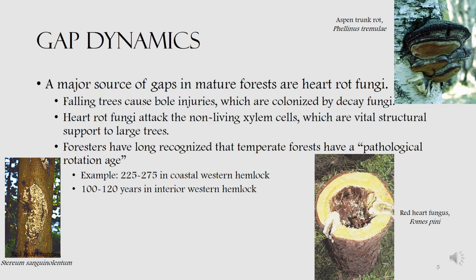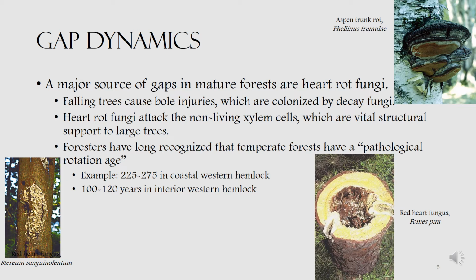So then the question is, how do these gaps get made? Trees fall over, but it's important to understand why they fall over. What's the mechanism there? A major source of these gaps in mature forests is fungus associated with heart rot. These falling trees cause bole injuries, like injuries to the outside of adjacent trees, and those injuries are then colonized by decay fungi. This heart rot fungi then attack xylem cells, non-living cells that are vital structural support to large trees. They help hold the trees up. So as those rot away, the tree gets weaker and weaker.